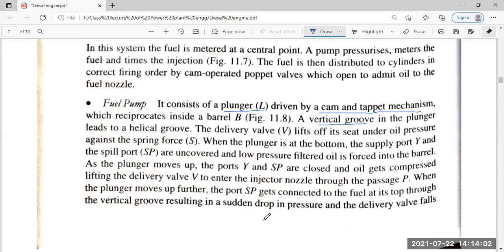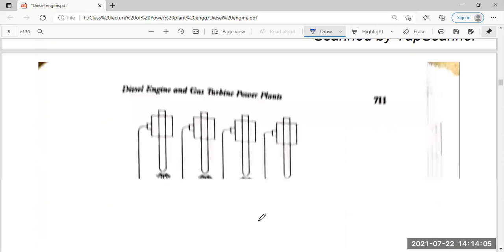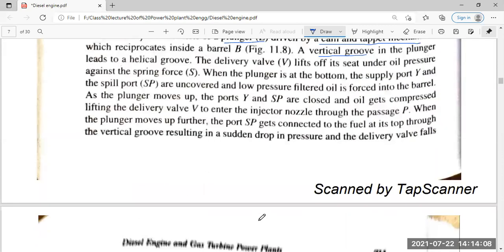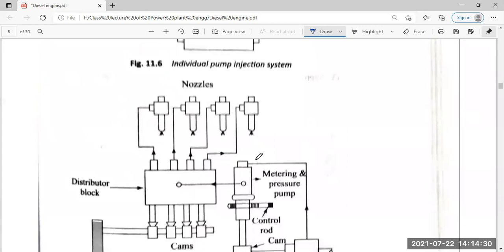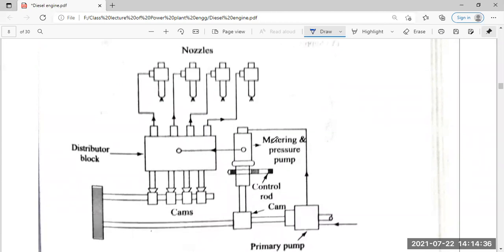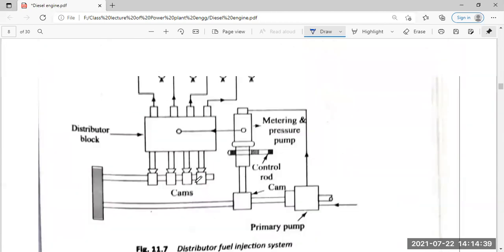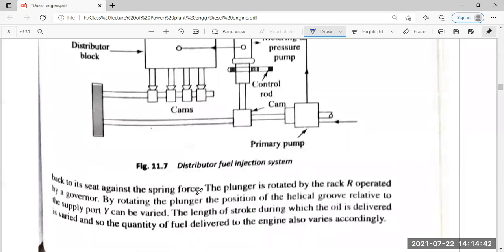When the plunger moves up further, the port SP gets connected to the fuel at its top through the vertical groove, releasing the pressure, and the delivery valve falls back to its seat due to the spring force.